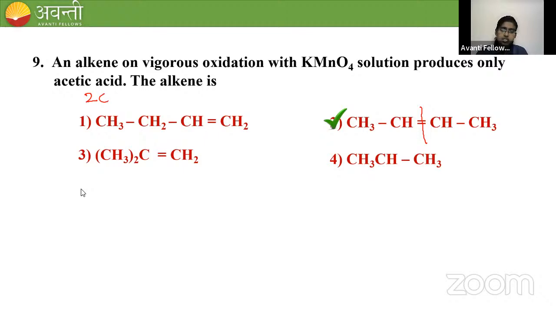For the other alkenes, if you check for unsymmetrical alkenes, you will end up with 2 different carboxylic acids. So only in option 2, you will end up with only one type of compound with 2 moles of it, that is acetic acid. Got it? So this is question number 9. And moving on to the next question.